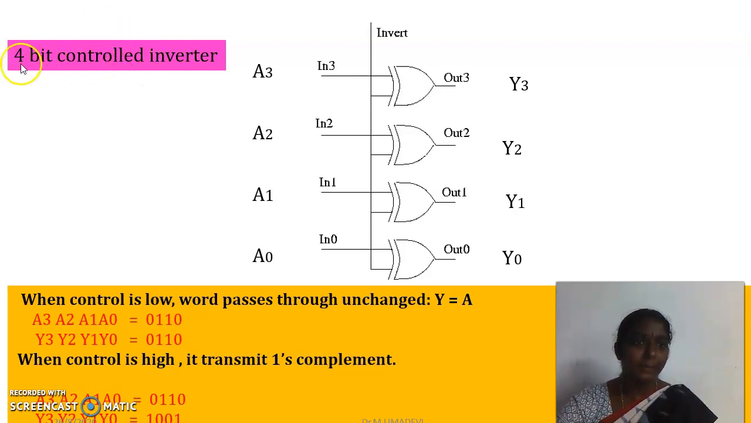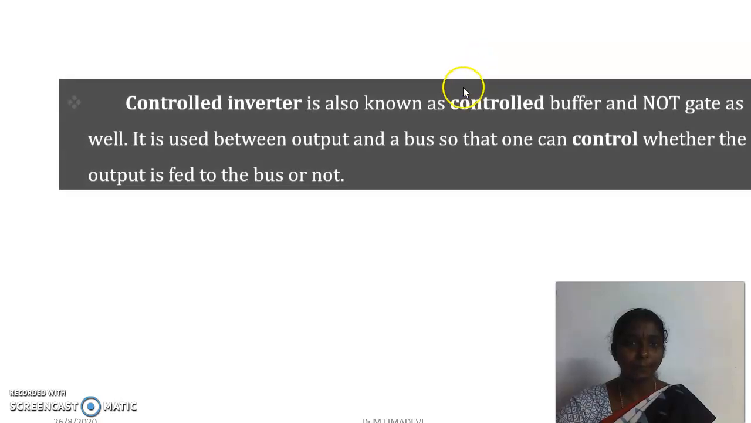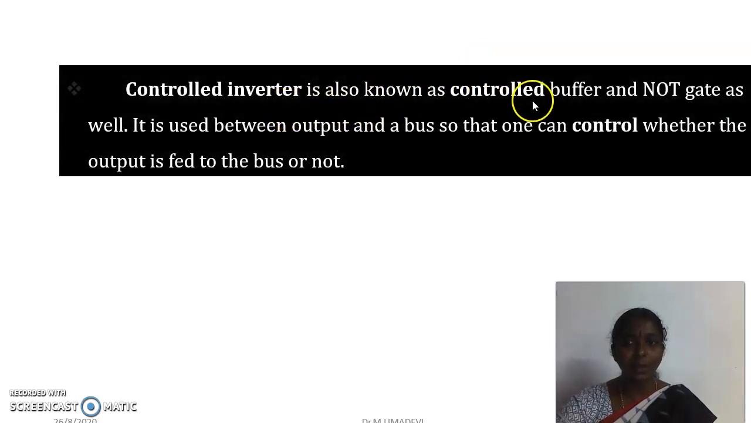So, this is a simple 4-bit control inverter. Likewise, you can make an 8-bit control inverter also by adding 4 more exclusive OR gates. Then the lines go from L0, L1 up to line 7. Then the inputs vary from A0 to A7. The outputs vary from Y0 to Y7. The control inverter is also known as a controlled buffer and NOT gate as well.